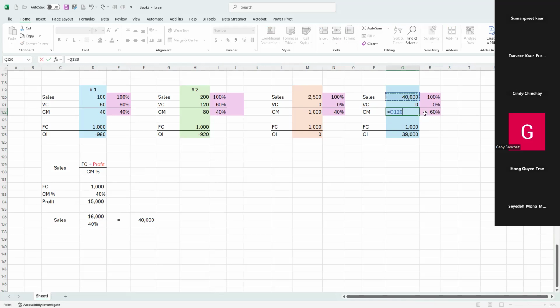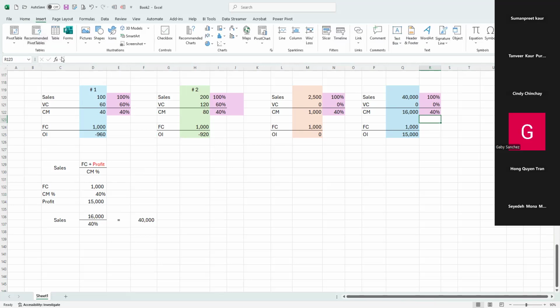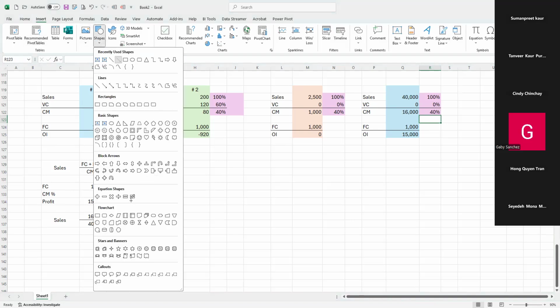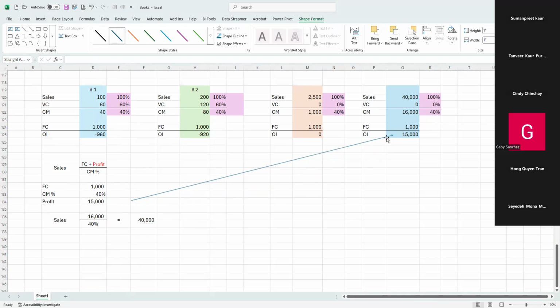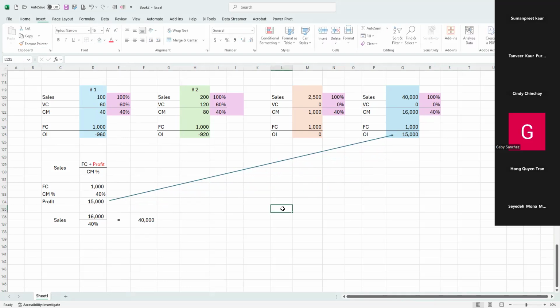How much will be my contribution margin as a dollar amount? No, my contribution margin is not 60, it's 40%, right? Yes. 60% my variable cost, 40% my contribution margin. Did I get what I wanted? Yes, we get what you wanted. You wanted 15,000, there's your 15,000.